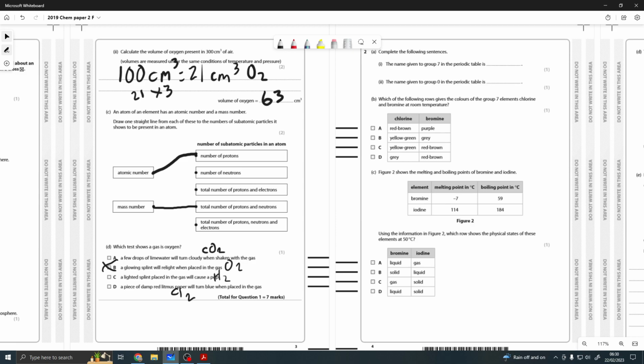Now, the name given to group 7 in the periodic table. What is that? The name given to group 7 is the halogens. The name given to group 0 in the periodic table is the noble gases. It's the noble gases.